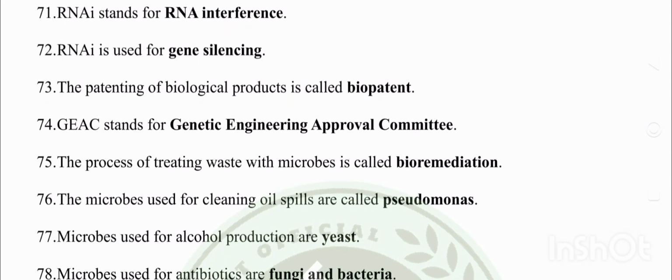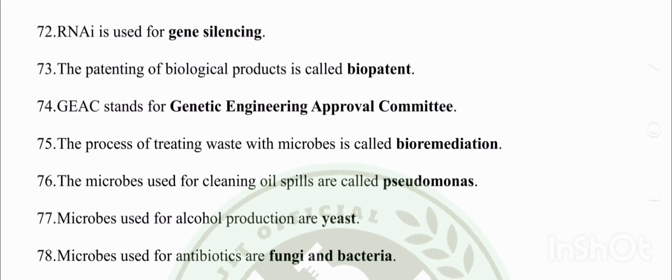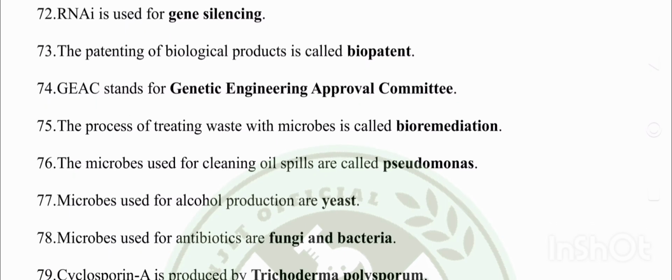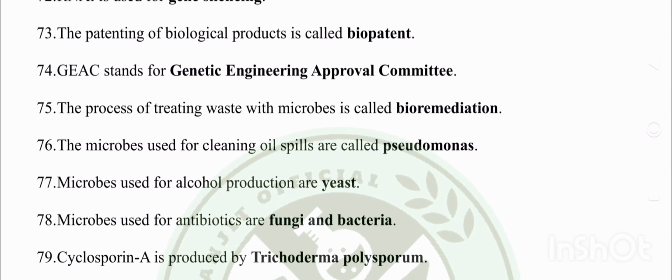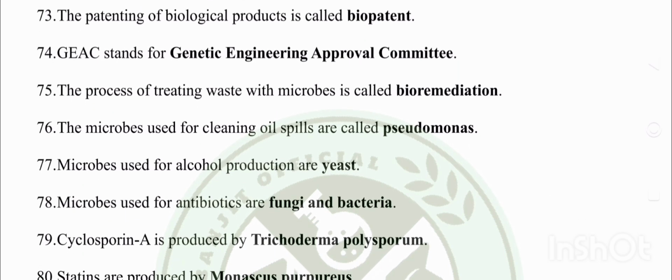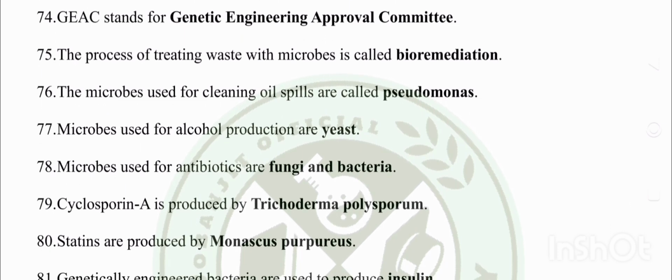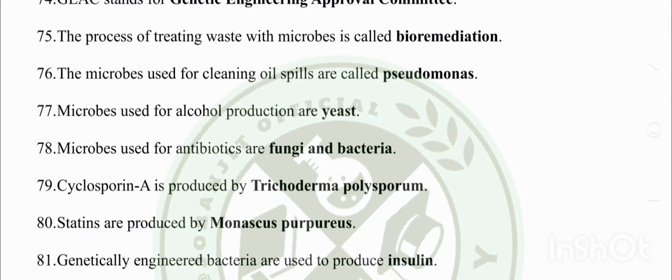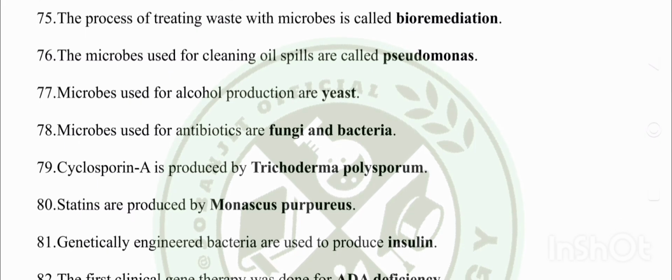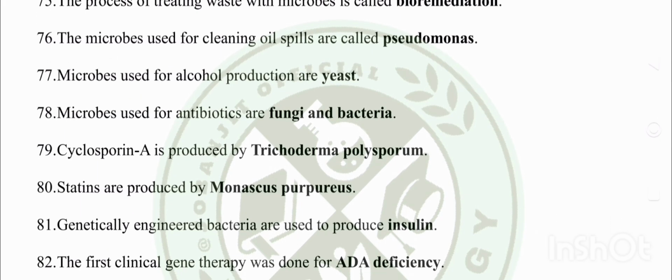76. The microbes used for cleaning oil spills are called Pseudomonas. 77. Microbes used for alcohol production are yeast. 78. Microbes used for antibiotics are fungi and bacteria. 79. Cyclosporin A is produced by Trichoderma polysporum. 80. Statins are produced by Monascus purpureus.